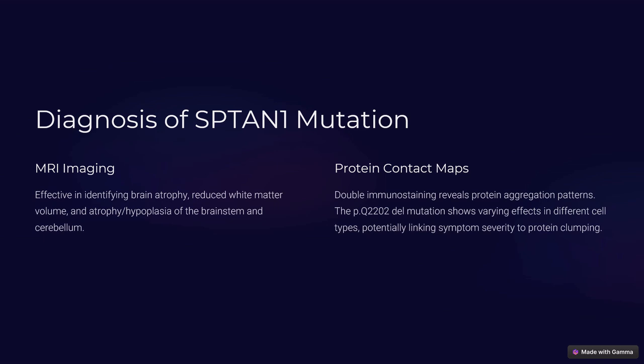Double immunostaining found that certain protein combinations, specifically alpha-2 and beta-2 and alpha-2 and beta-3 spectrins, were involved in clumping together, aggregation. A mutation called p.Q2202del didn't change the pattern in N2A cells, but in brain cells, it still caused aggregation, though in fewer cells. The findings suggest that the severity of symptoms might be linked to how much these proteins clump together.